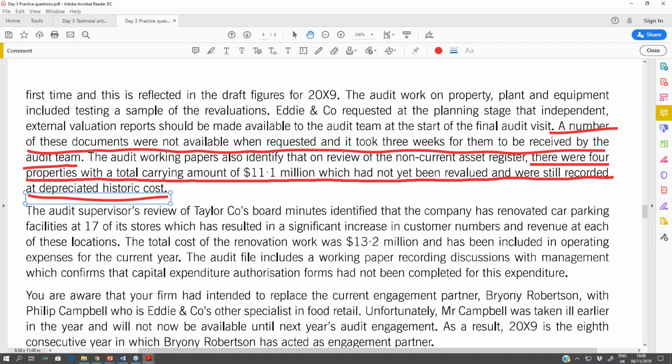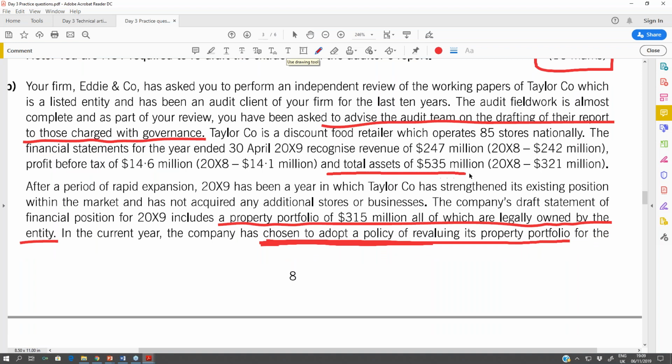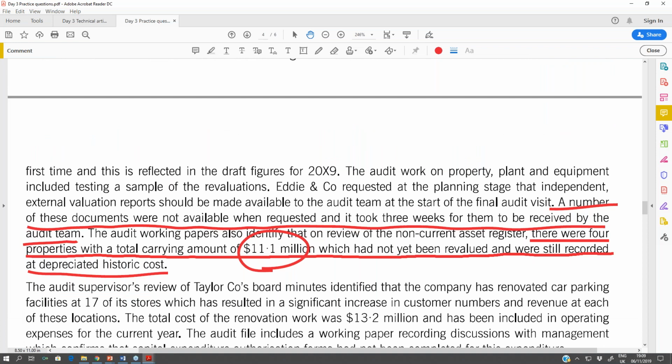That when we revalue the entire class of asset, right? So there were four properties which had not yet been revalued and are still being recorded at the depreciated historic cost. So is this the wrong accounting treatment? We should have revalued the entire class of asset. So how much is the value of these four properties? $11.1 million. So can we identify the materiality of $11.1 million? The total assets of the company was 535 million. So can you divide 11.1 million by 535 million to identify the materiality of these four properties? Okay, that's 2.07%. Okay, thank you. So 2.07% is the materiality of the $11.1 million worth properties, which has not been revalued.